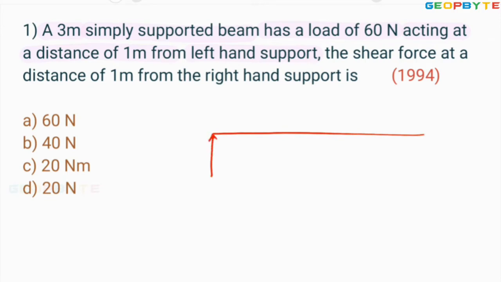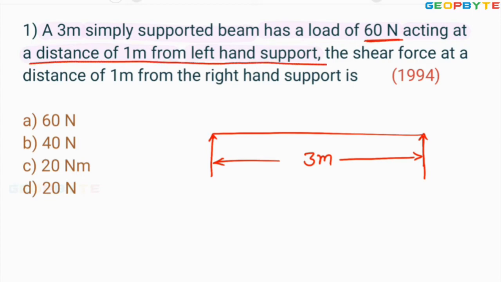Simply supported beam means the beam has two supports at its both ends. The length of the beam is given 3 meters. And it is given that 60 newtons load is acting at a distance of 1 meter from the left hand support. From the left hand support at a distance of 1 meter, 60 newtons load is acting.